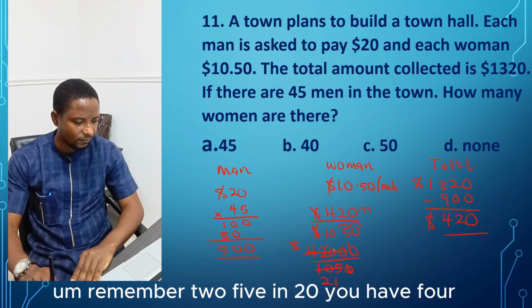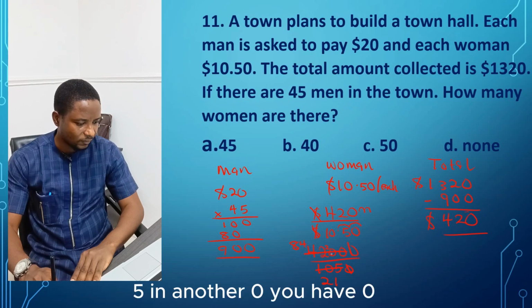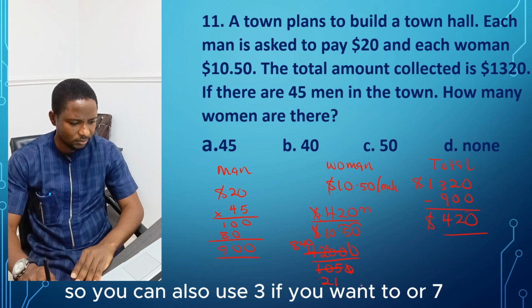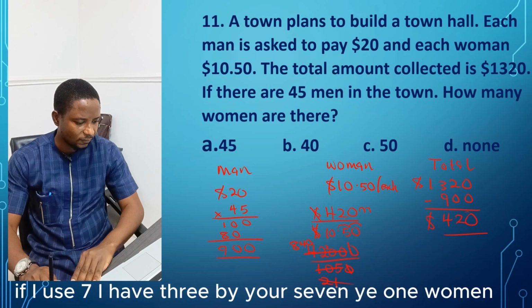Remainder 2. 5 in 20, you have 4. 5 in another 0, you have 0. So you can also use 3 if you want to, or 7. If I use 7, I have 3. If I use 7 there, 1, remainder 1.